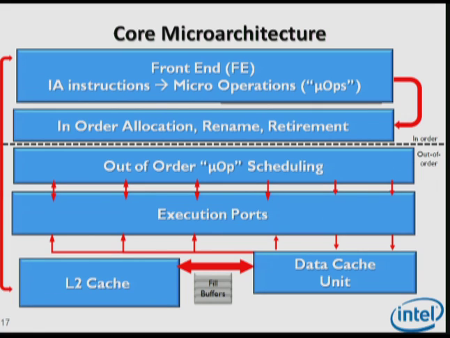A very rough diagram of an IA core microarchitecture. At the top, we have the front end of the machine bringing in instructions, decoding them, and turning them into operations, what we call micro operations or UOPs. These UOPs go into the out of order machine. They are allocated in the out of order space, renamed, and then scheduled and issued into the execution units. And we have the execution units, the logic, arithmetic, and also the memory execution units at the bottom.